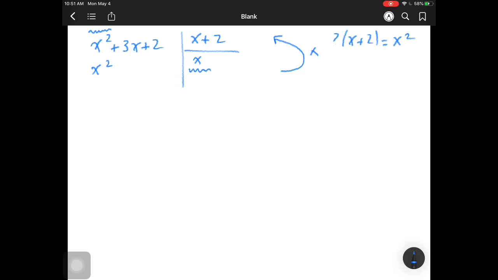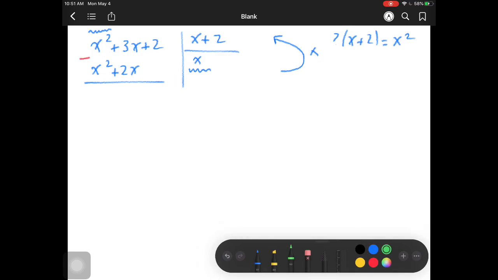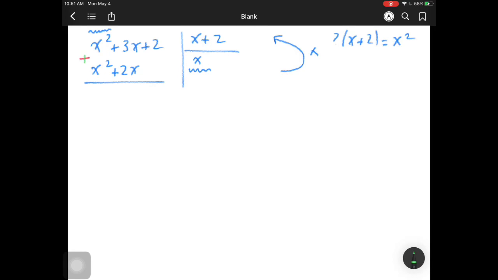Now you do the multiplication. X times x plus 2 is x squared plus 2x. The operation that you carry out now is subtraction. Instead of subtracting, you can add as long as you reverse these signs. So this is 3x minus 2x, x plus 2.